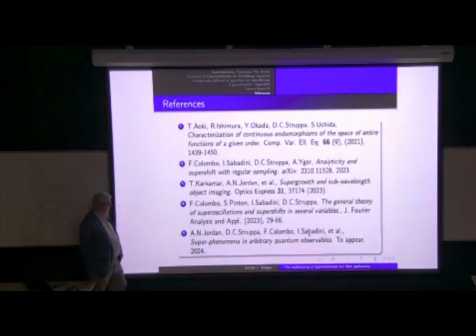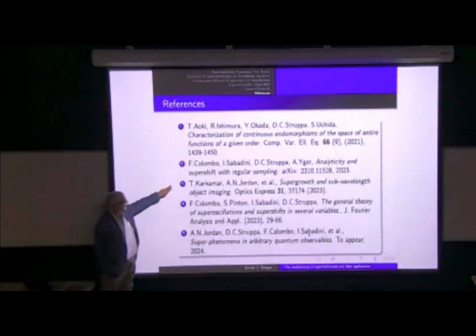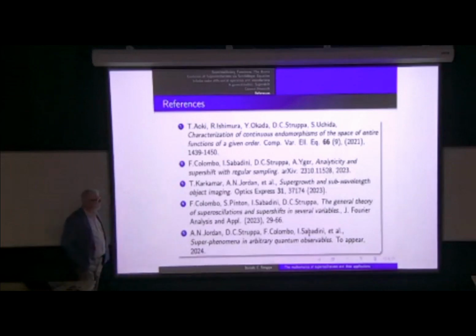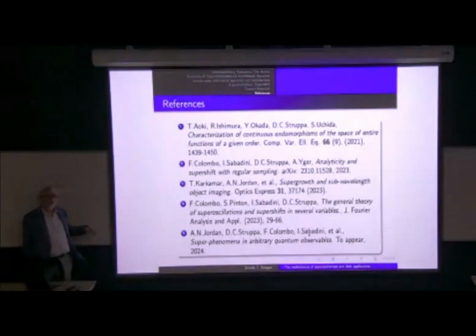A couple of articles more on physics, supergrowth, and sub-wavelength object imaging. That's probably the state of the art on the use of super oscillation for super resolution. The case of several variables that you saw a glimpse of when I solved the case of the free particle, but in fact the general case is much more complicated and kind of interesting in many ways. And then what happens if we take different observables and we try to do super oscillation for different observables? That's just some of the recent literature that might be of interest.